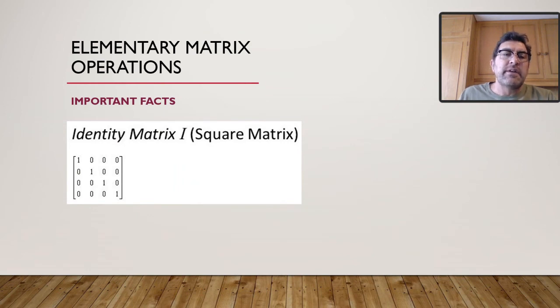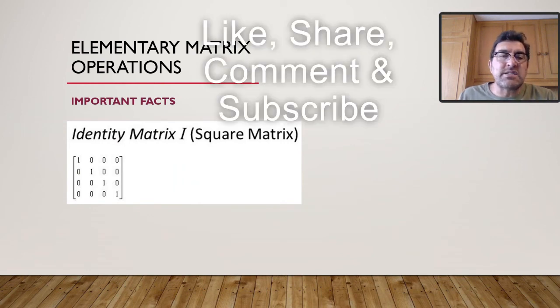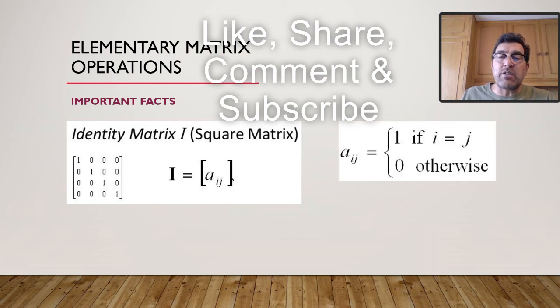And then, an important fact about the identity matrix is that the identity matrix is always a square matrix. It consists of the entries a_ij, which we say is 1 if i is equal to j, and it is 0 otherwise. That's an algebraic way to think about the identity matrix.